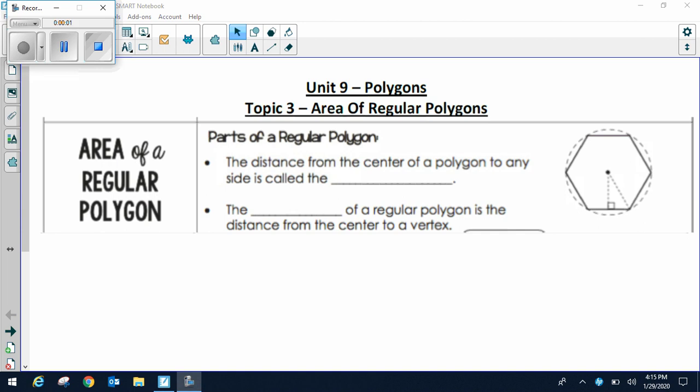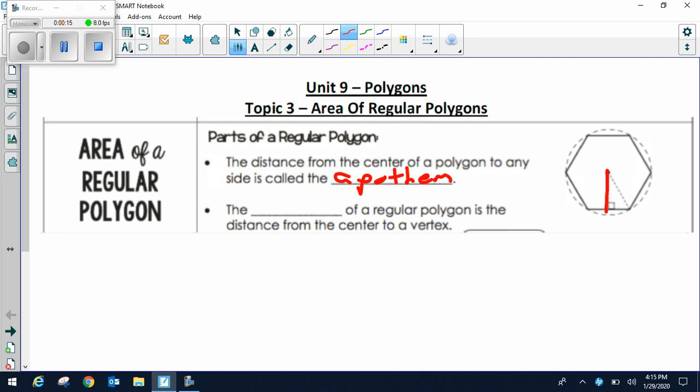Alright, so today we're going to talk about area of regular polygons, and there are some things that you've got to know. There's a point called the center, and when you go from the center to the side, directly straight down, that's called the apothem. Okay, so they're going to use that as the apothem.